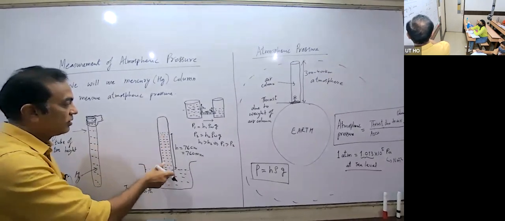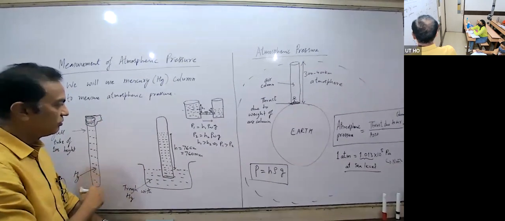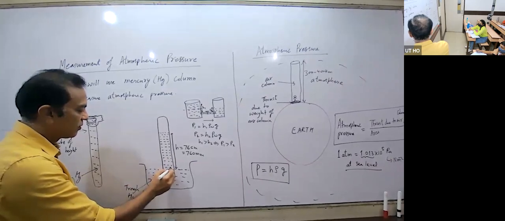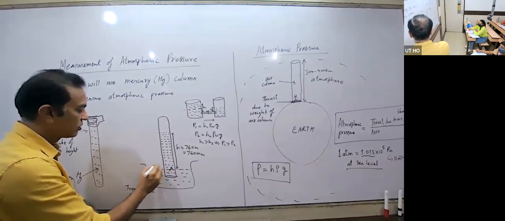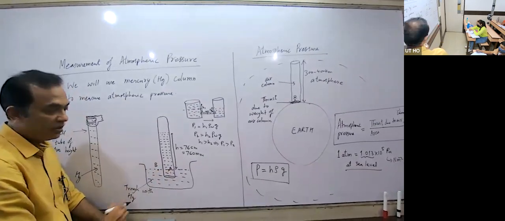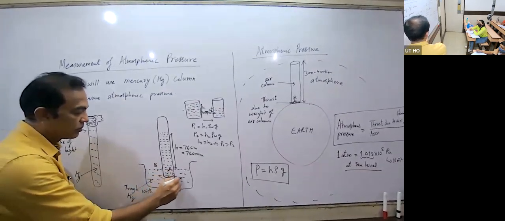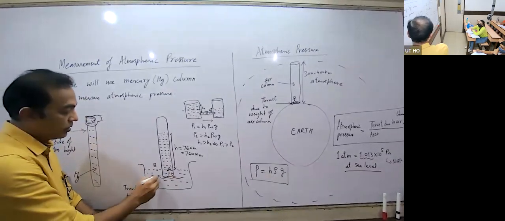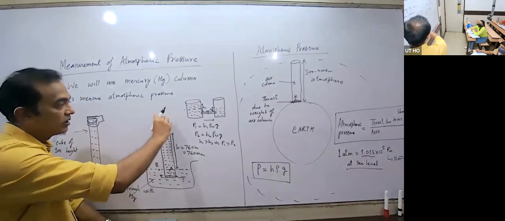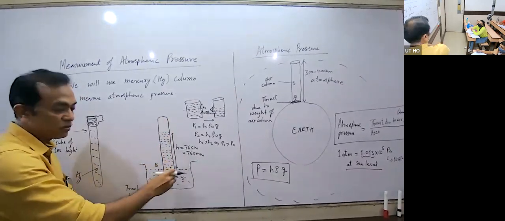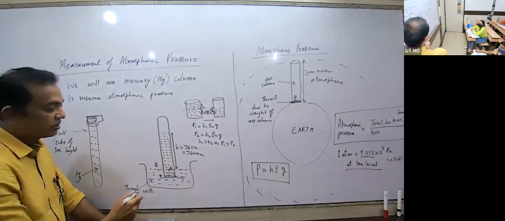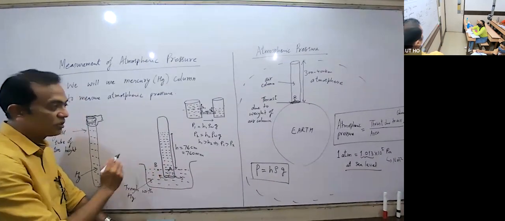Initially, when this column was full, when the test tube was full, let's call this point A, and let's call this point B. The pressure at A was greater than the pressure at B, so this liquid was flowing. But when the height dropped by this much amount and reached here, it is not flowing anymore. So what is the explanation? Now the pressure at A is equal to the pressure at B.